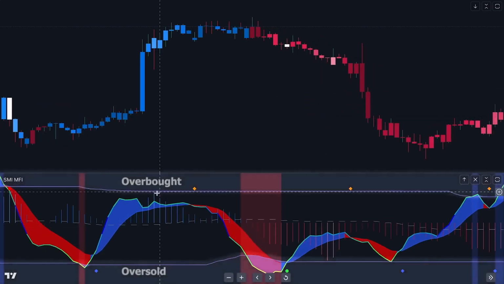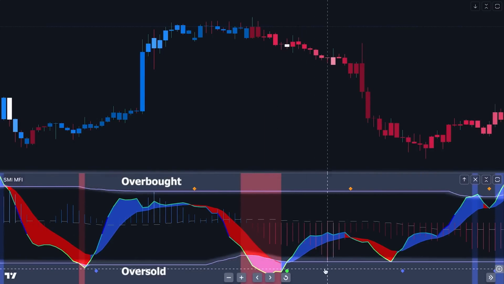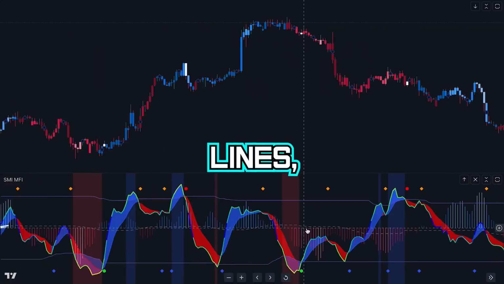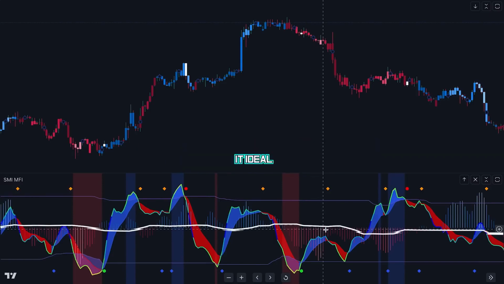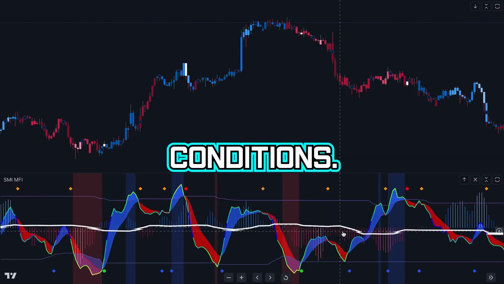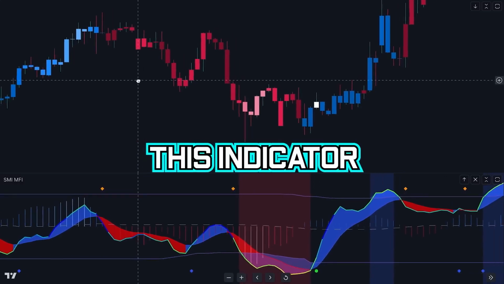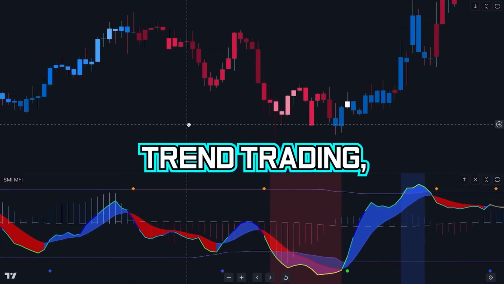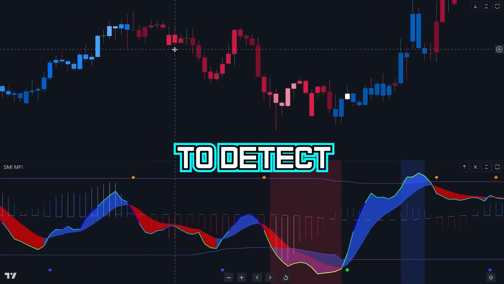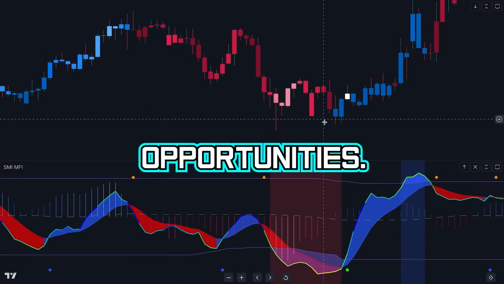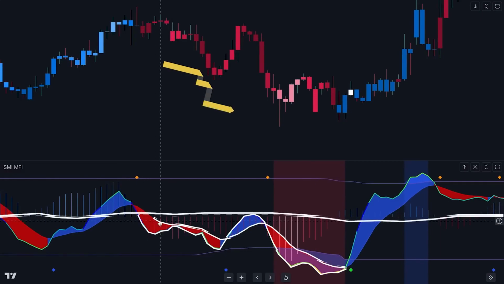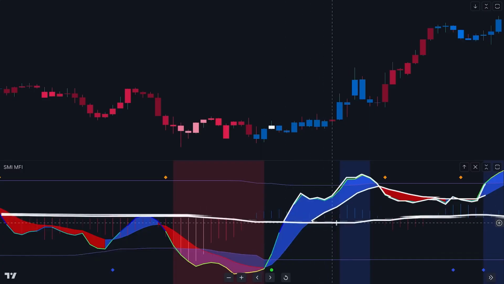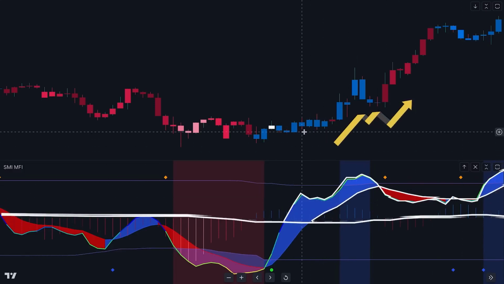These lines trade between these dynamic overbought and oversold levels. You'll notice that these lines, including the middle line, adjust as the market volatility changes, making it ideal for adapting to different market conditions. While this indicator is not ideal for long-term trend trading, you can however use the indicator to detect short-term trend trading opportunities. The TSI and signal line maintaining below the middle line would be an indication of a strong bearish trend, and the TSI and signal line maintaining above the middle line would indicate a bullish trend.